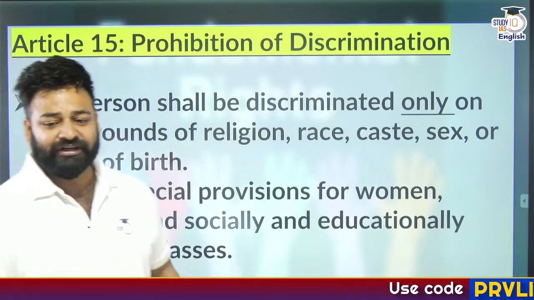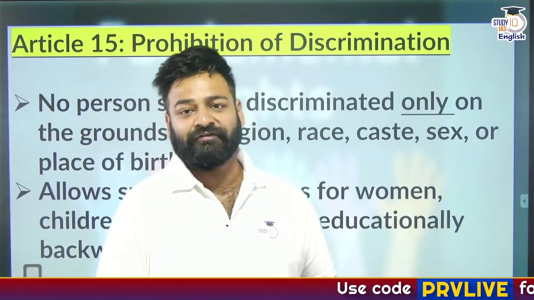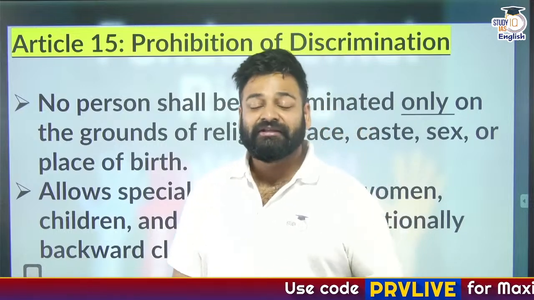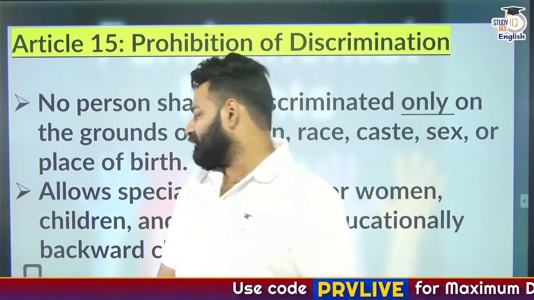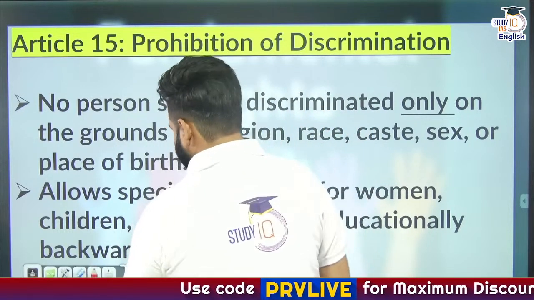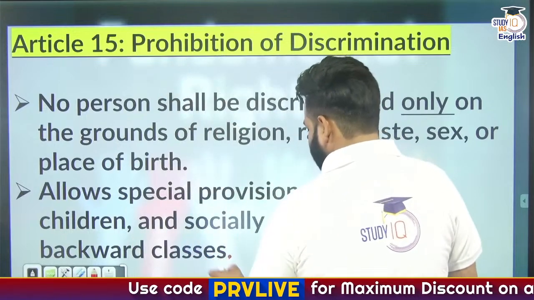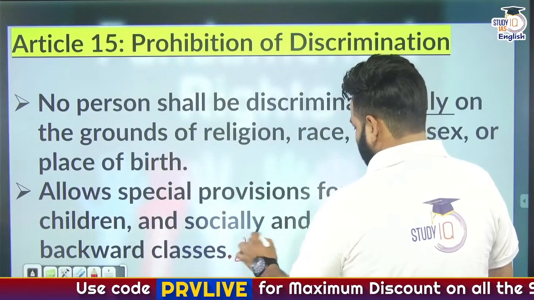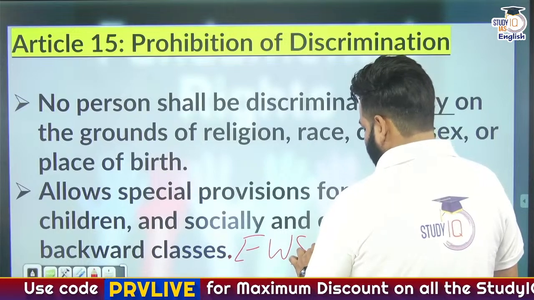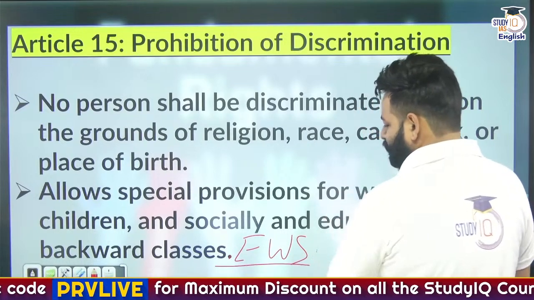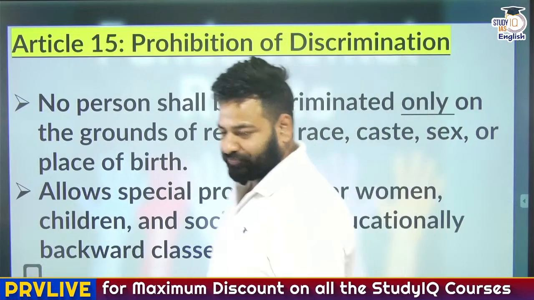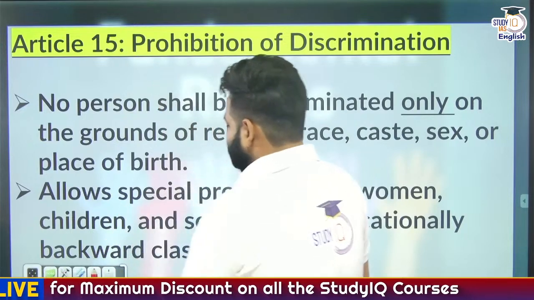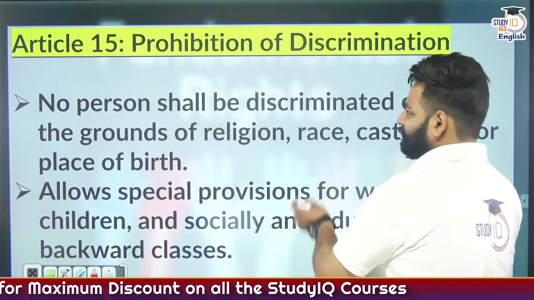And one more thing is to be added here through the 103rd Amendment, that is the economically weaker sections as well. It has been added, so socially, educationally and economically weaker sections are now also given reservation. So this is Article 15.